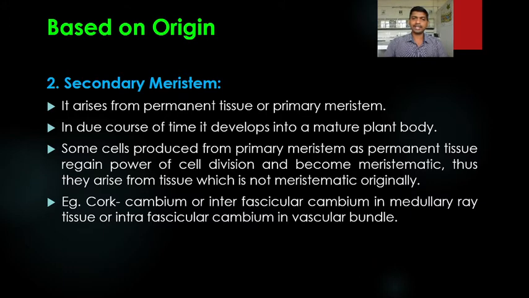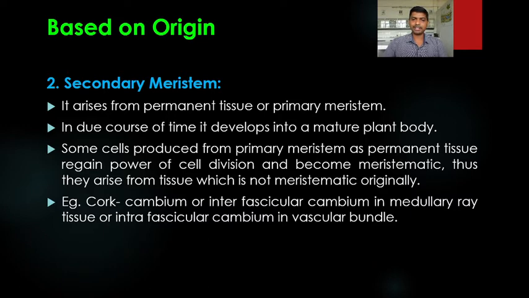It is also called intervascular cambium. The cambium which is present between two vascular bundles is called interfascicular cambium. So cambium is the secondary meristem present in the vascular tissue, made up of meristematic cells, present between the vascular bundles in the medullary ray tissue. Intravascular cambium is present in the vascular bundle, in between xylem and phloem.